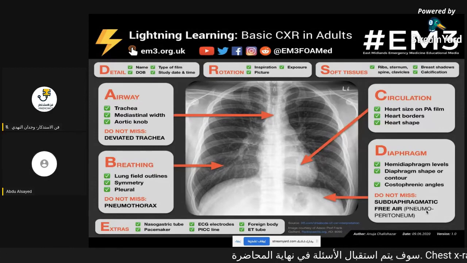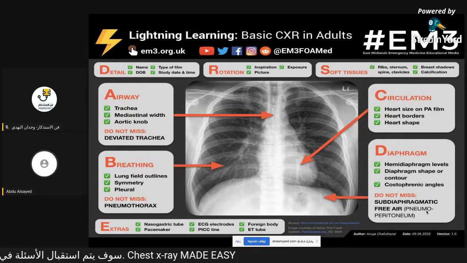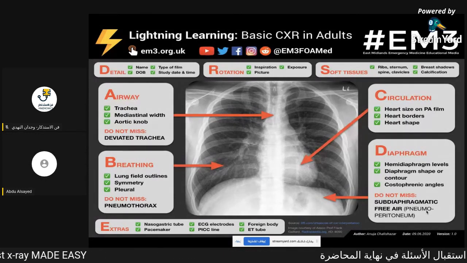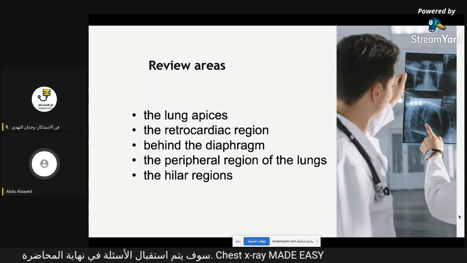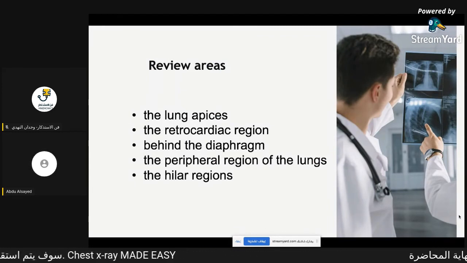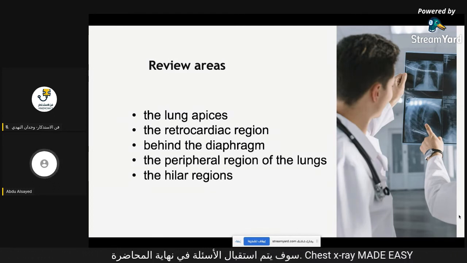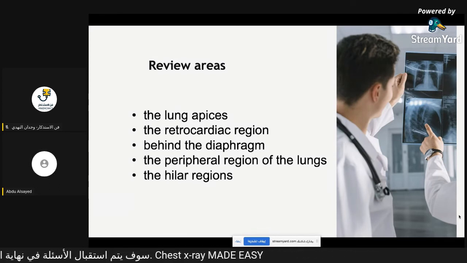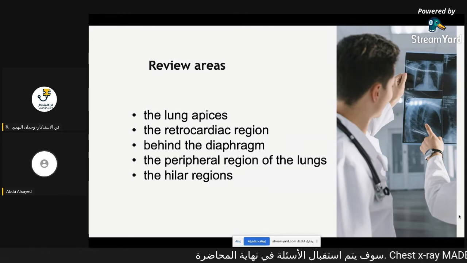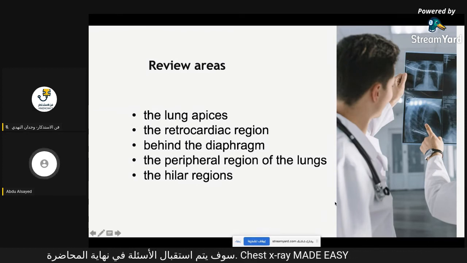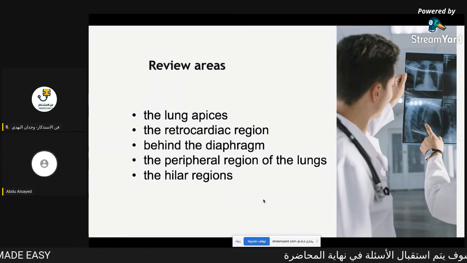I want to stress some small points. There are many areas to which we are not attracted. We are not giving that area good attention. We are not doing a good evaluation for that area, and this is a commonly missed area, which is the bilateral apical area and the retrocardiac region and the area behind the diaphragm and the peripheral region of the lungs, and the hilar area. Those are the most common missed areas on chest X-ray reading.